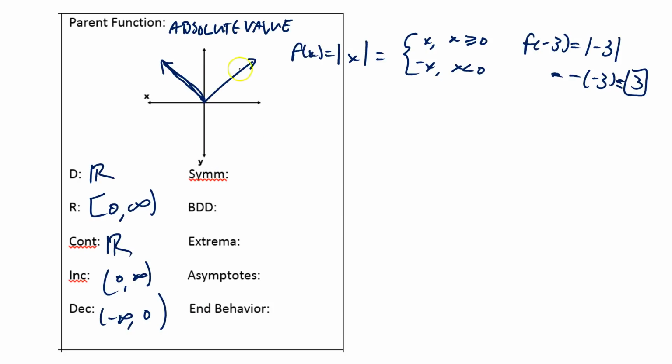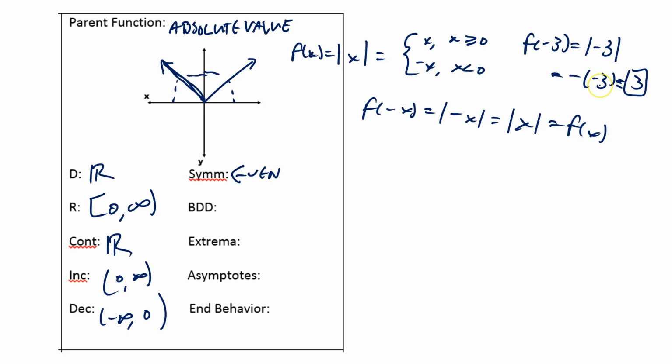Symmetry, this is an even function. Check it out. You could reflect it over the y-axis, and it's even. Makes sense to me. If you plug in negative x, absolute value of negative x is equal to the same thing as if you did absolute value of x by itself, because negative and positive both plot you up to the same value. And so that means that is f of x, which means that it's even.